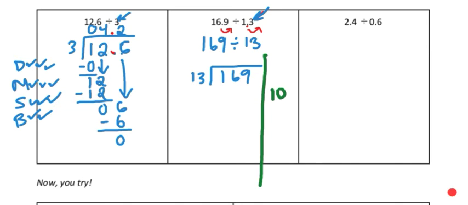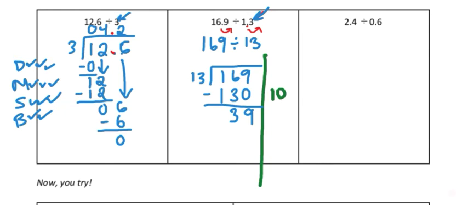Because I know that 13 times 10 is going to give me 130. So I multiplied the 13 by the 10 on the outside, which got me 130. And then I subtract. 9 minus 0 is 9, 6 minus 3 is 3, 1 minus 1 is 0. So I'm left with 39.